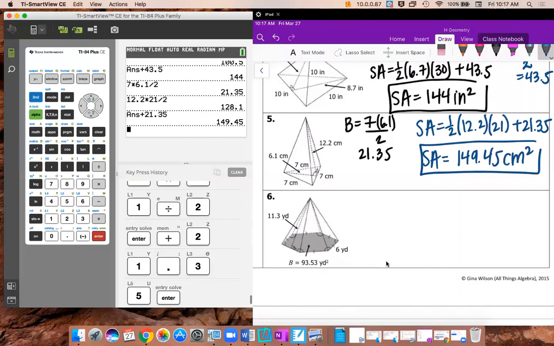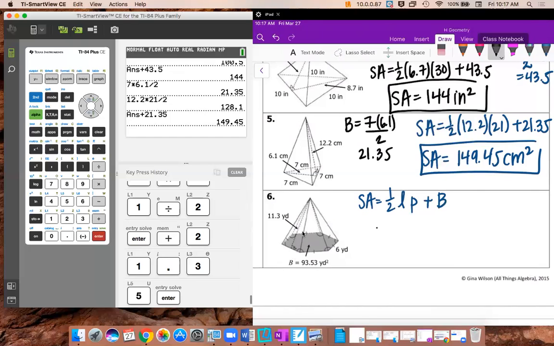Okay, we have one last one. So this is a pyramid that has a base that is a regular hexagon, it looks like. So we're gonna set it up the same way. So surface area equals 1/2 the slant height, which we have in this case is 11.3, times the perimeter, plus the area of the base, and the area of the base they gave us. So we don't have to calculate that regular hexagon.